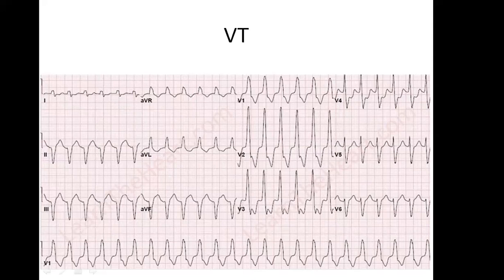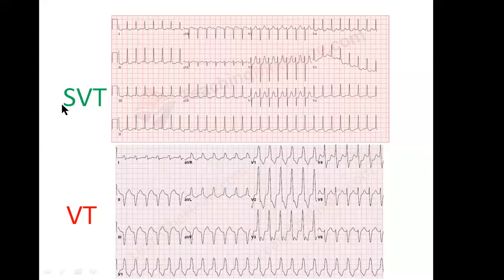What is the treatment, dear friends? If it is pulseless VT, shock, and if pulse is there, then you can do pharmacotherapy. So this is the comparison. You can clearly see that in SVT, the complexes are narrow, the P wave is absent. In VT, the complexes are wide and bizarre, and this is VT.